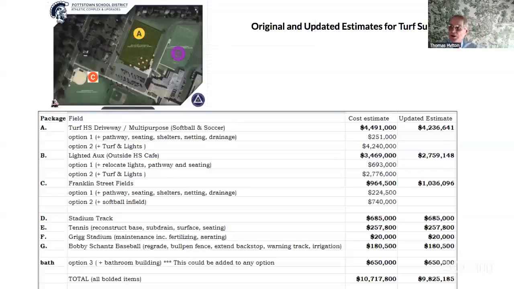Okay, seeing no more hands, I don't think I've missed any. Then we will conclude this portion of the meeting and move on to finance.